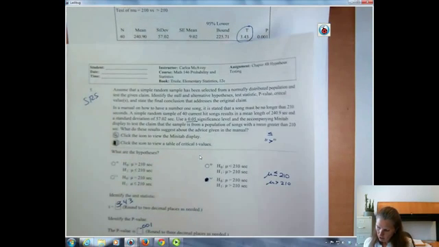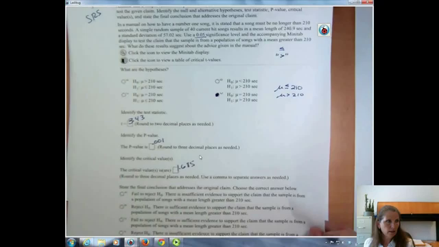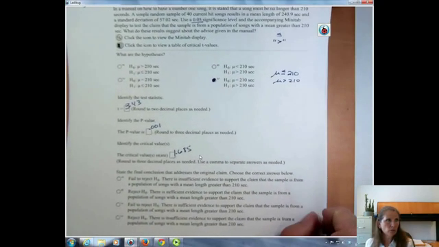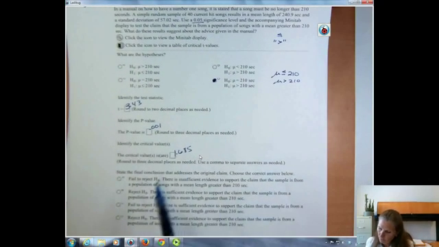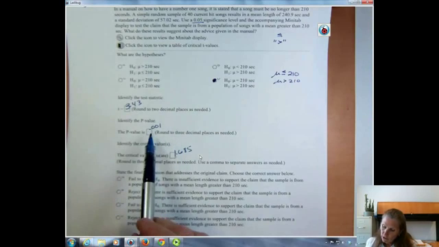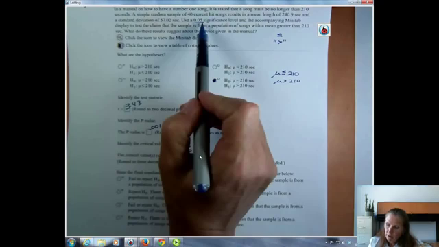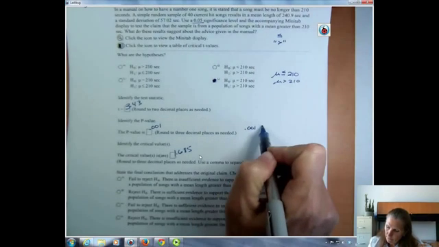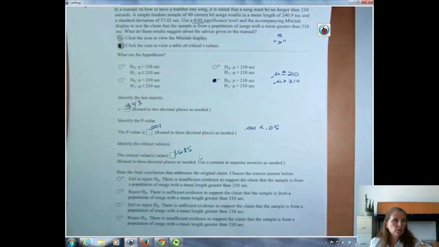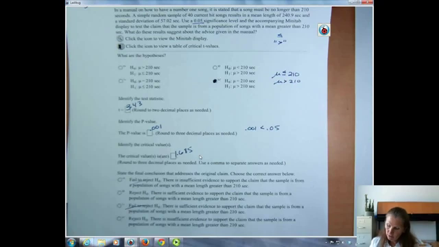But okay, so state the final conclusion that addresses the original claim. Well, we still are using our p-value, and we're comparing it with our significance level. And that's less than. So when it's low, what does that mean? When it's low, the null must go. So we reject the null hypothesis. So forget about fail to reject. Those don't either one interest me. Reject it. There is sufficient evidence to support the claim.